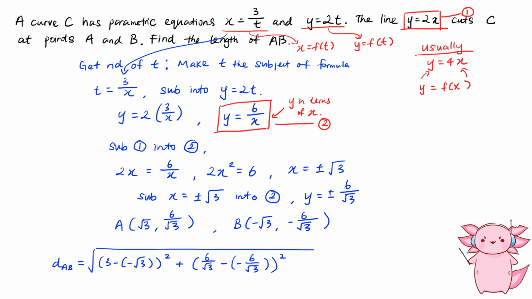The last step is to find the length of AB, where we can just use the distance formula and we can get the square root of 60 units.